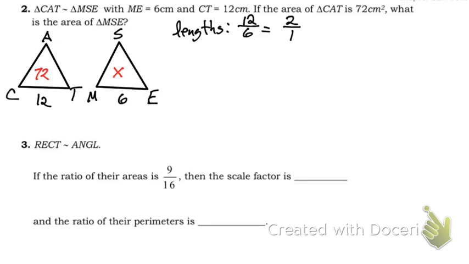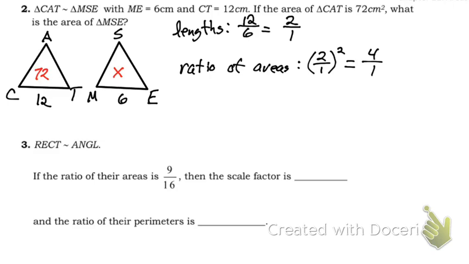All right, so our ratio of lengths is 2 over 1. So let's get our ratio of areas. Well, that means we're just going to do 2 over 1 squared, right? So we have 2 over 1 squared, which is going to be 4 over 1. That is now my ratio of areas. Now we can go ahead and find our stuff.